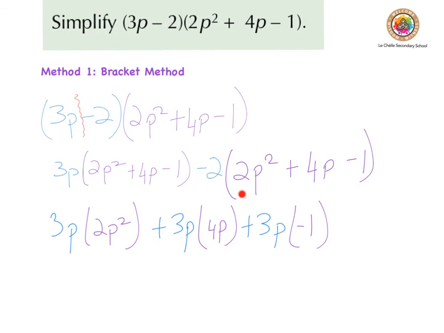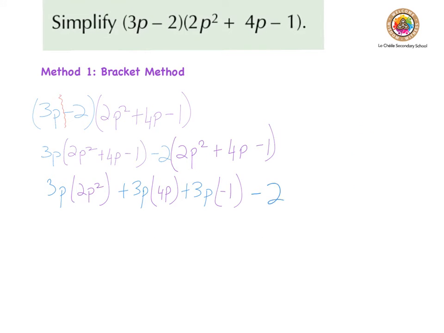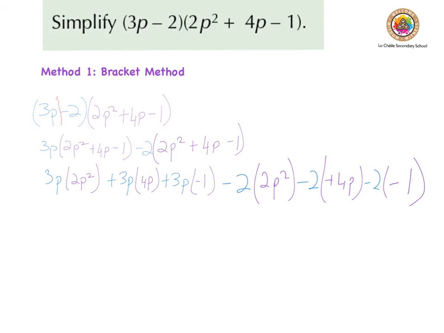We have to still look after this second bracket here. So that minus 2 has to get multiplied by the 2p squared, by the 4p, and by the minus 1. So I'll have minus 2 bracket 2p squared, and the minus 2 again is going to be bracket our plus 4p, and again it's minus 2 bracket our minus 1. And so very simply now we're just going to tidy those up. So here in my first term over here, and just before I tidy those up again, it's good to count out how many terms I have.